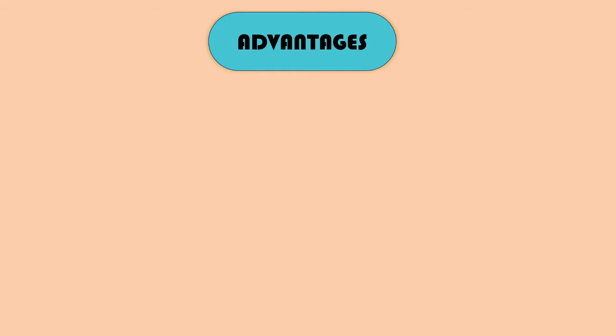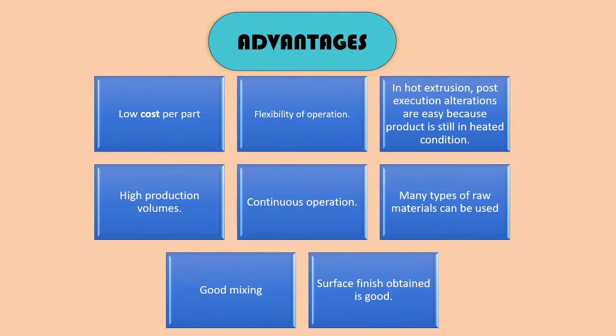There are plenty of advantages of using the extruder machine. One is low cost, flexibility of operation. In hot extrusion, post-extrusion alterations are easy because the product is still in a heated condition. Next is high production volumes, continuous operation. Many types of raw materials can be used. Good mixing, and the surface finish obtained is good.